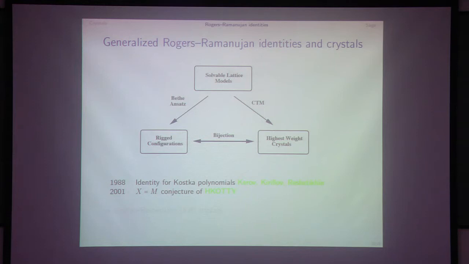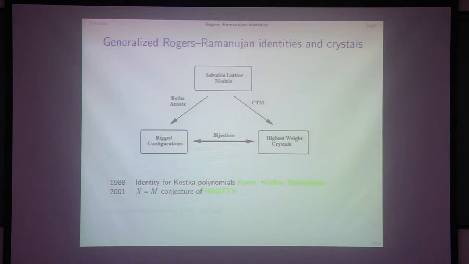And then if you go the other way, if you use the corner transfer matrix method, you actually get highest weight crystals, and then lo and behold, because they come from the same thing, there should be a bijection between those. And that's a famous bijection by Kerov, Kirillov, and Reshetikhin. And it gives you a huge set of generalizations of these very nice identities and a physical interpretation.